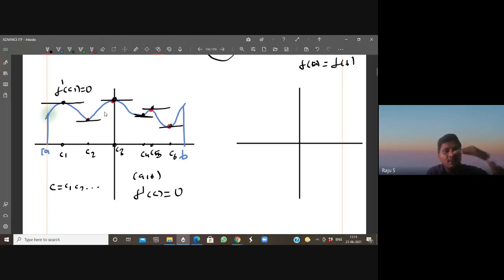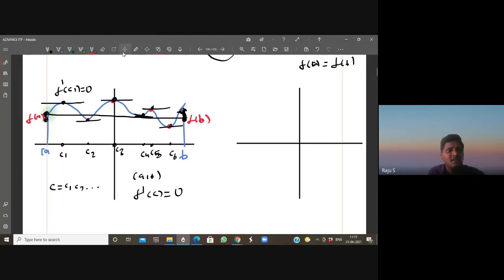So when the tangent is parallel to the x-axis, the values coincide, that is, f of a and f of b. When you draw that, f of a and f of b must coincide, then only Rolle's theorem is verified.